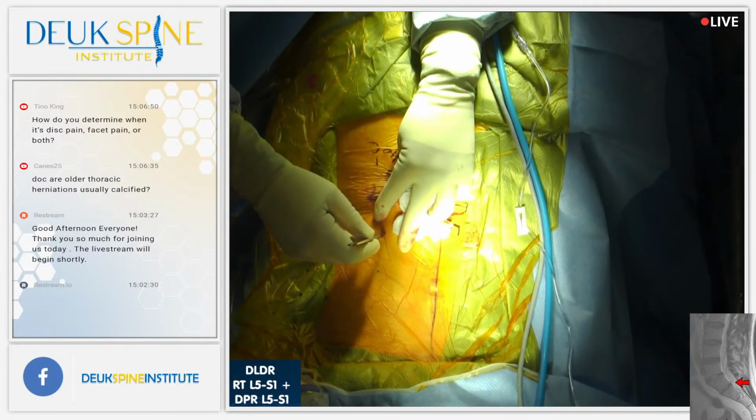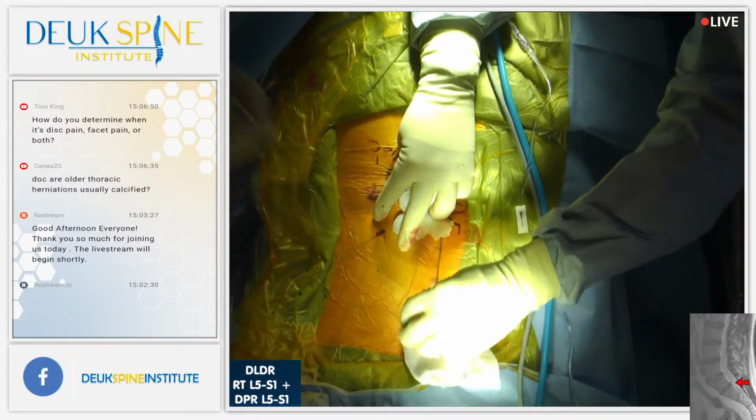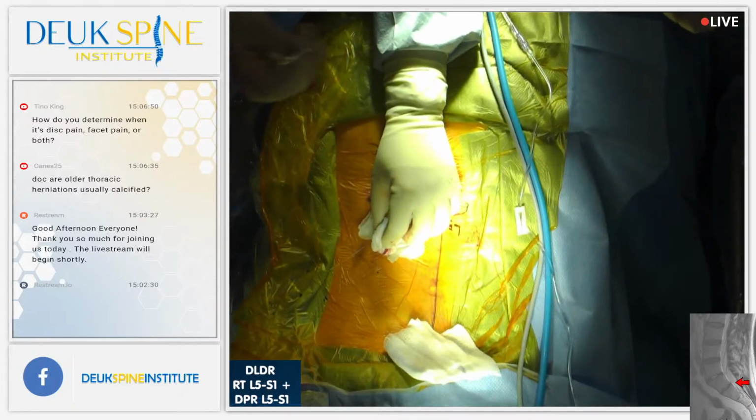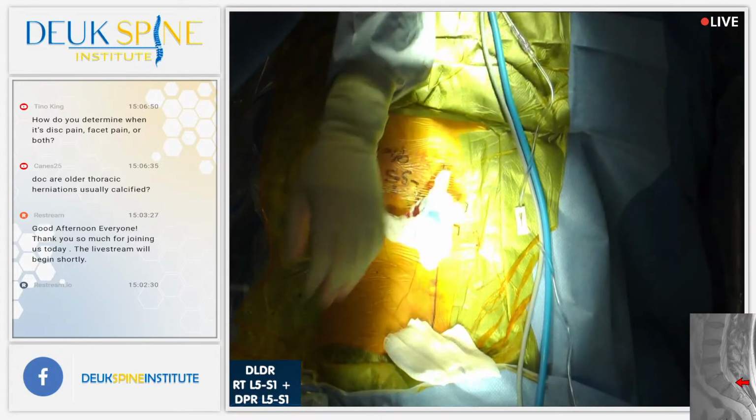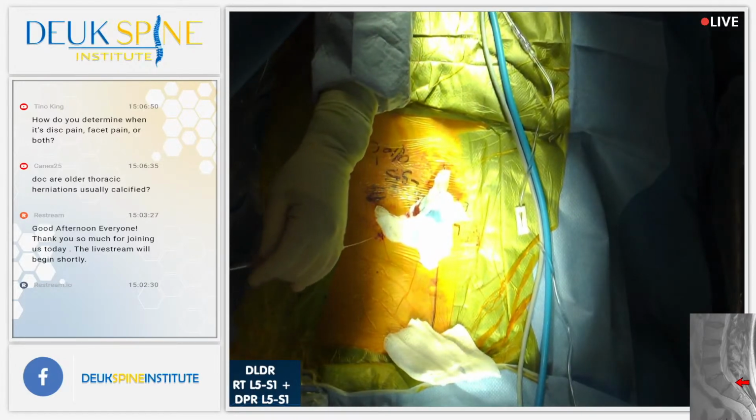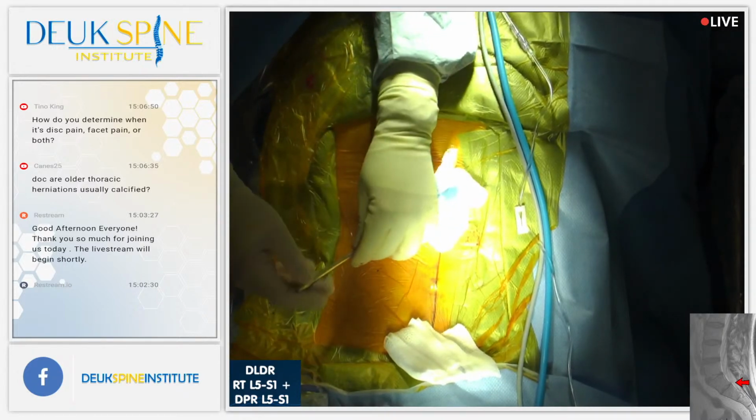And we've already done the rhizotomy with the Deuk plasma rhizotomy, and now we're getting ready to do the Deuk laser disc repair. All right, what other questions do you have, Henry?